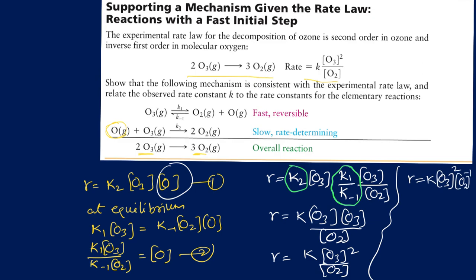So the order with respect to ozone is second order, the order with respect to oxygen is minus 1 order. Now in this reaction, in the slow step, how many molecules participated? Total 2, that is one oxygen, one O3. Therefore, molecularity is 2. But the order of reaction is 2 plus minus 1, that is 2 minus 1 is 1. Overall order is 1. But with respect to ozone, second order; with respect to oxygen, minus 1 order.